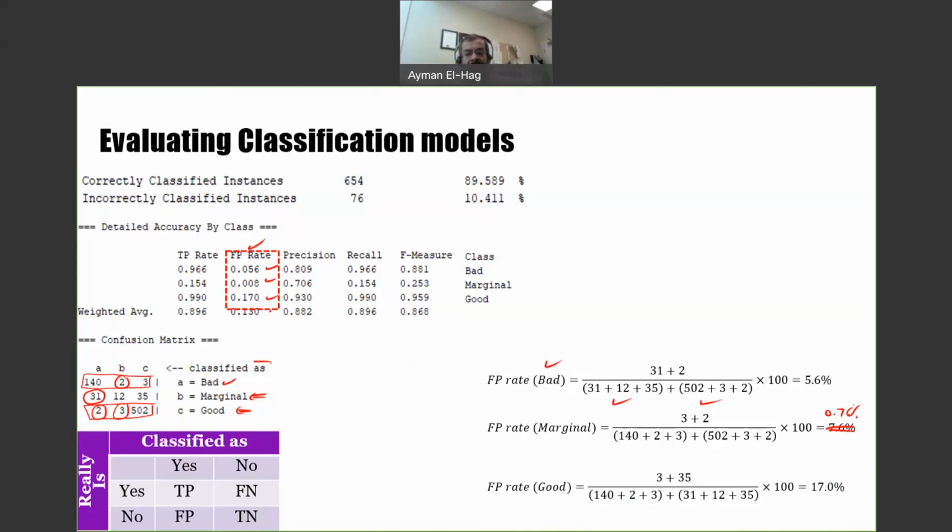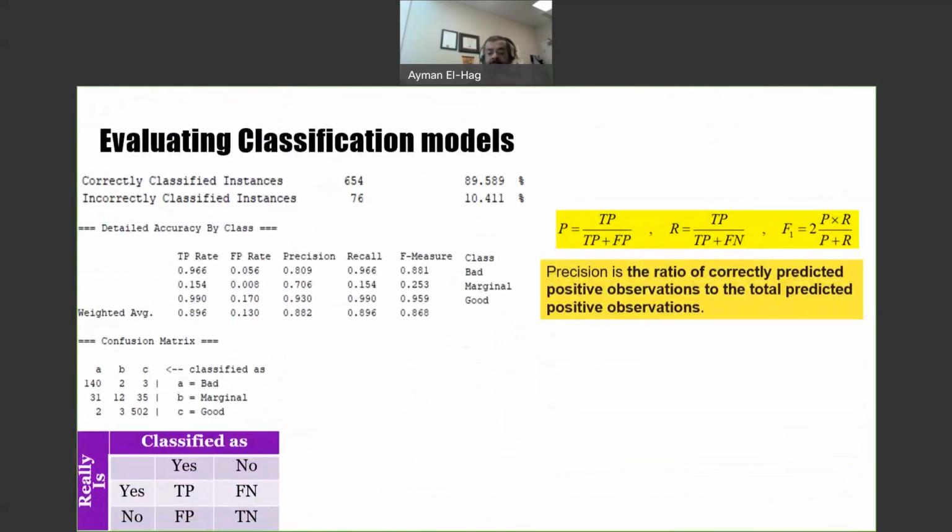Then finally, the false positive for the good is basically how many were misclassified as good. False positive 3 and 35. These 3 should be bad. This 35 should be marginal. Those are classified as good, and we divide by the summation of these two classes, the bad and the marginal. 140 plus 2 plus 3, 31 plus 12 plus 35. So it's very obvious now, as I mentioned before, that we want this to be as low as possible. This is opposite to the true positive.